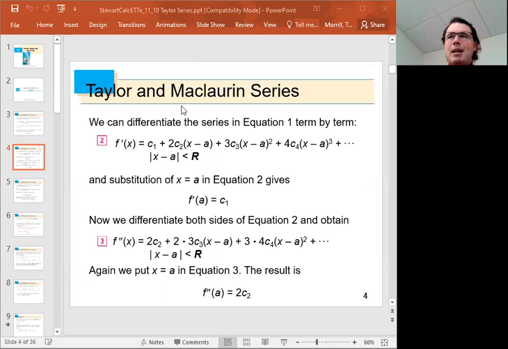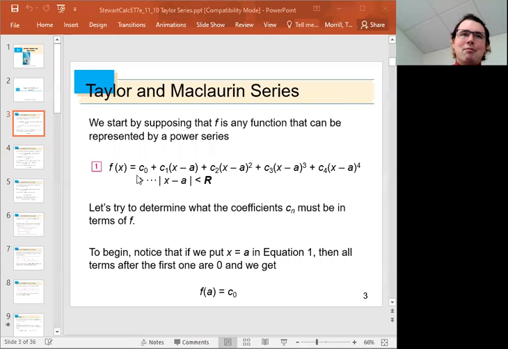Well, I can use that same idea with the derivative of the function. The derivative of a power series has different coefficients than the function I started with, but their formulas are very simple based on the coefficients that I started with. So my derivative of the power series starts off with coefficient C1, which used to be the coefficient of the linear term on my original power series. Here it is.